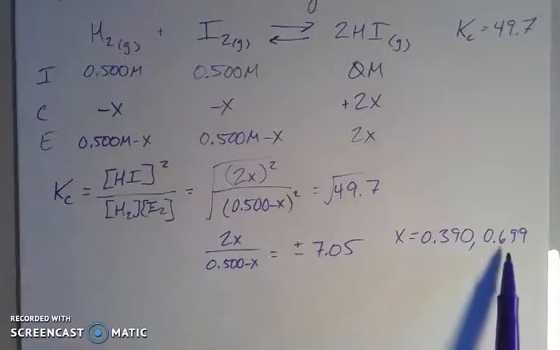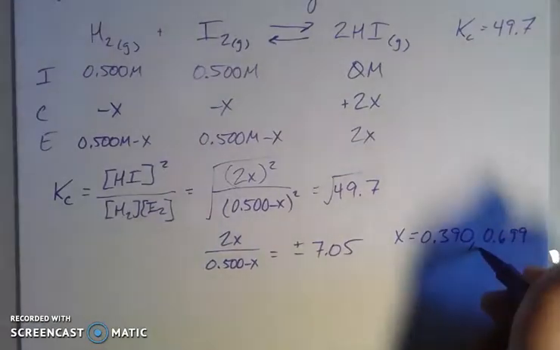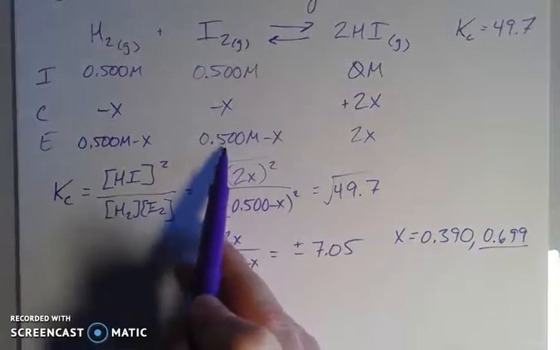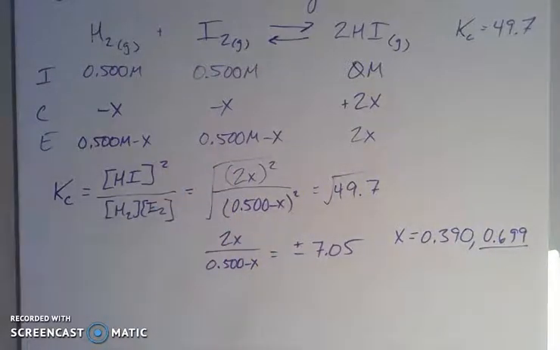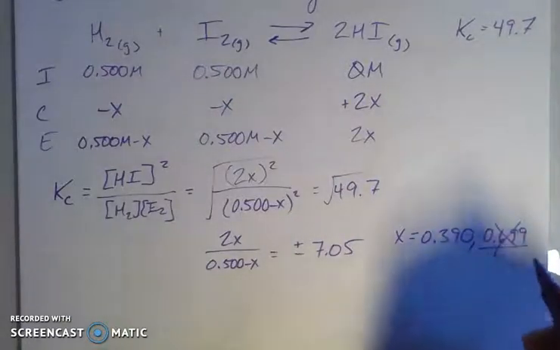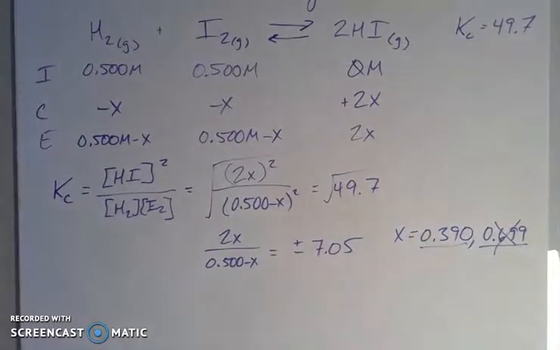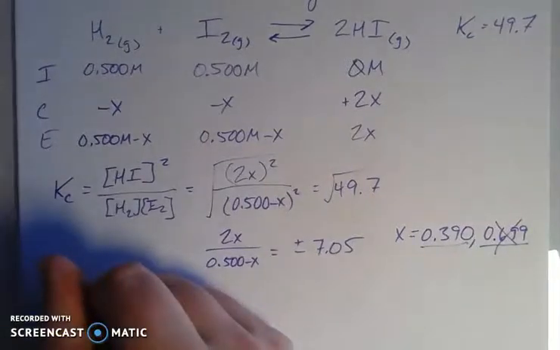But if I plug this one into this expression, that gives me a negative number. 0.5 minus a 0.69 would give me a negative concentration, so we know that that is not possible, right? We cannot have a negative amount of matter per liter, so we are left with this one. And so this is my answer, and so I'm going to plug these in.